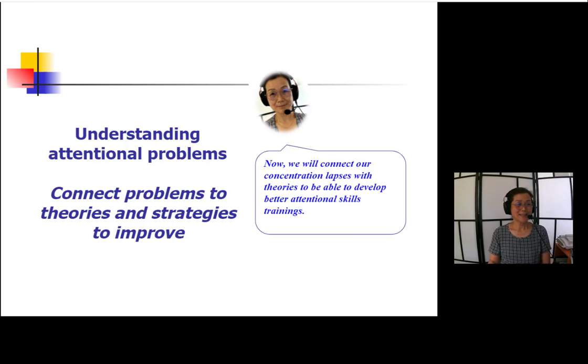Connecting the dots. Now let's understand attentional problems utilizing theories so that we can develop better strategies to improve attentional difficulties and concentration lapses. So, connecting the dots. We're wrapping up now, okay? Hang in there.